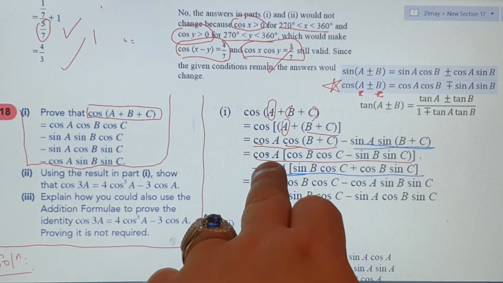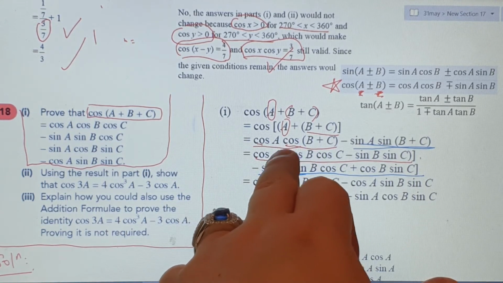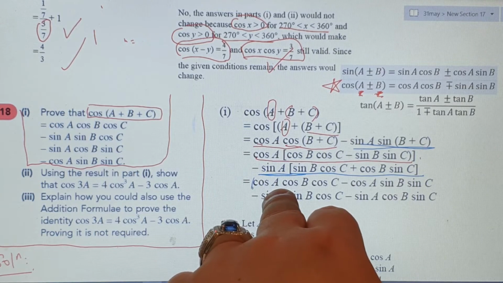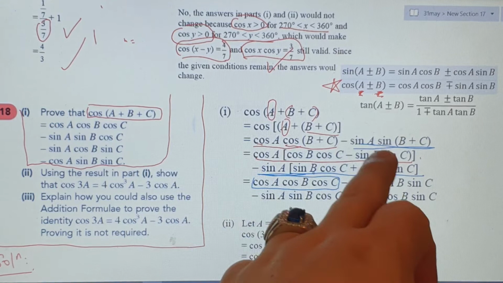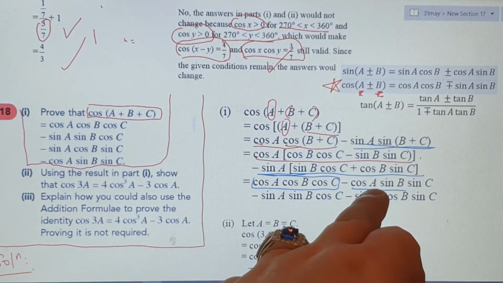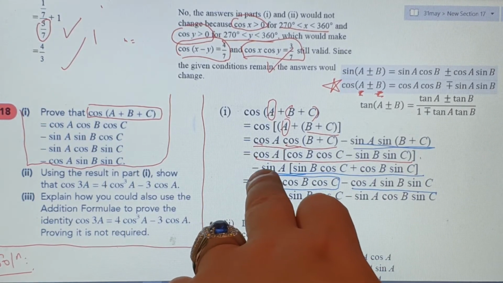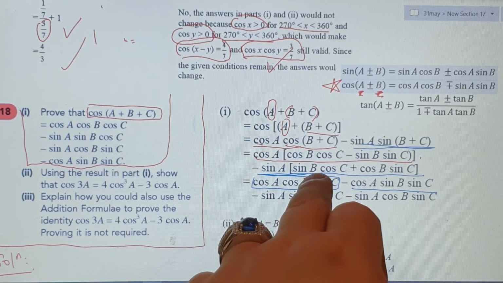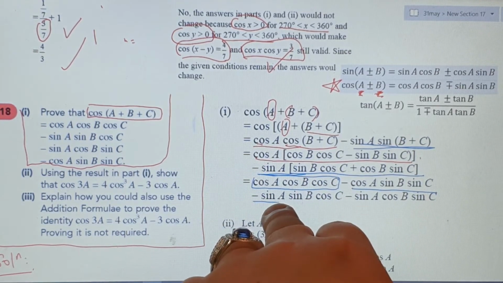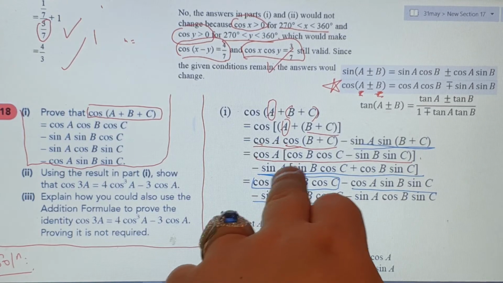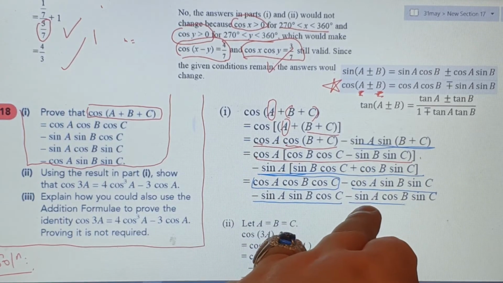Then you can use the rainbow method. Remember the rainbow method? This times this is this whole thing. Minus this times this, that's this whole thing. Then now second line already. Minus sine A times this whole thing, you will get this. Then minus sine A times this whole thing, you will get this.